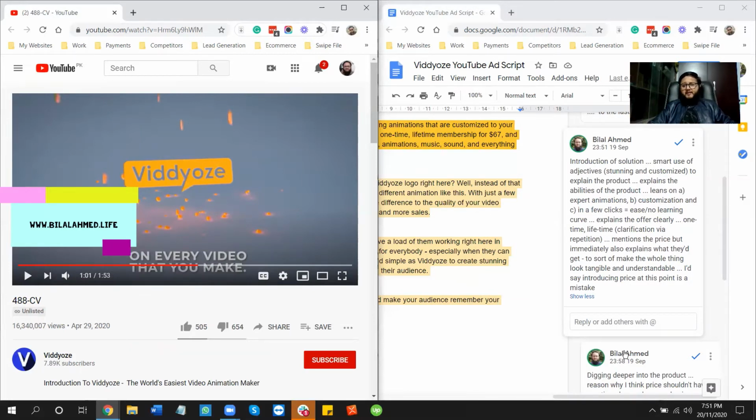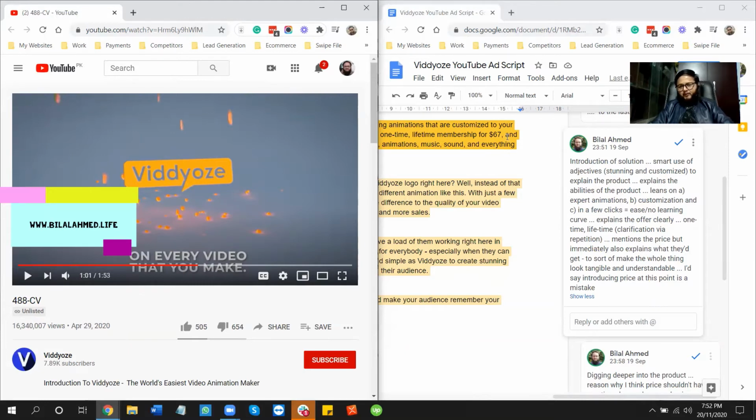So how do you make a digital service or a digital product tangible? You do that by clipping the benefits and features of that product with the pricing. So if you're talking about the price, immediately before or after that, you have to tell them what they're getting in return. In doing so, you make it tangible, just like going to a shop and buying a pen. I would say introducing price at this point is a mistake.